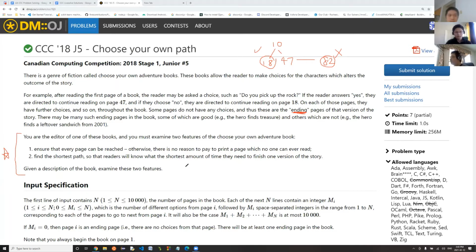Okay, so we need to do 2 things. We need to ensure that every page can be reached and we need to find the shortest path. Good. All right, so that's the information that we took from the problem.